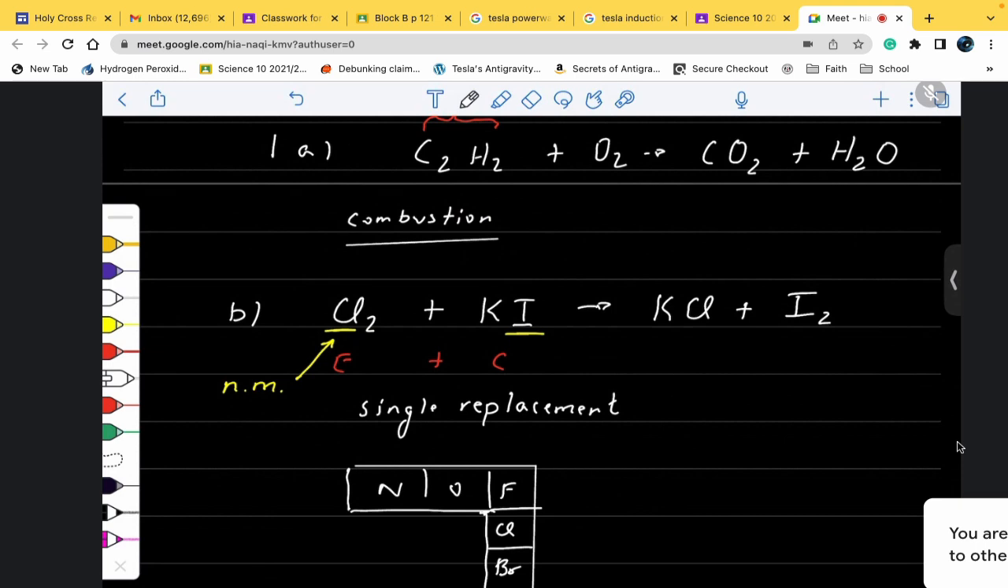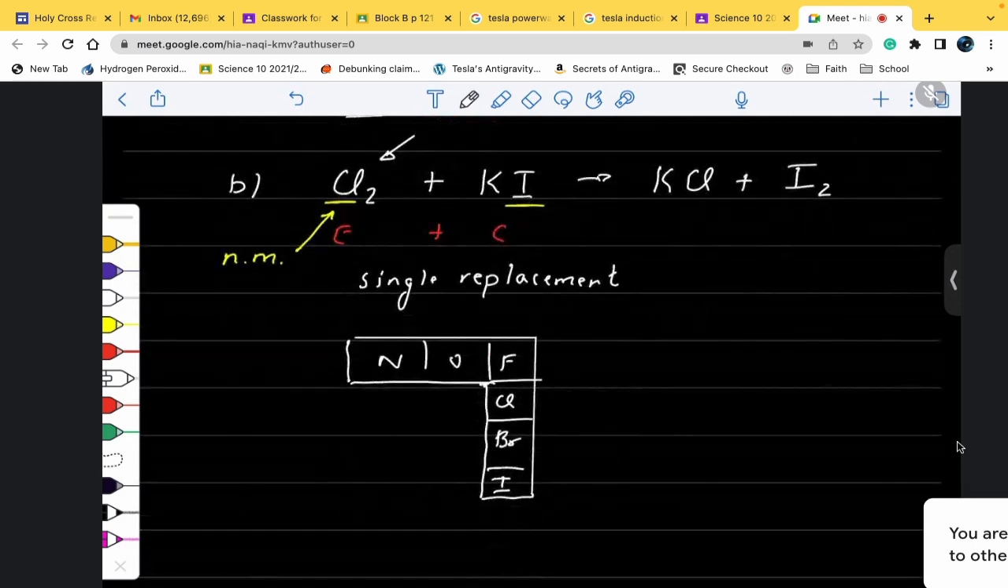You don't write I, you write I2. I'll show you the difference in a second as to when you don't have to write a diatomic. Okay? That's why chlorine here on the left side is written as Cl2, not Cl. It's more stable when one chlorine joins with another chlorine to form Cl2. Okay? Now let's look at a similar example.